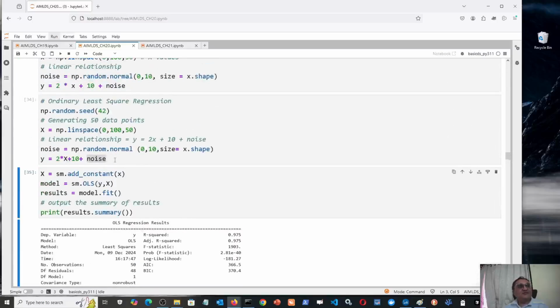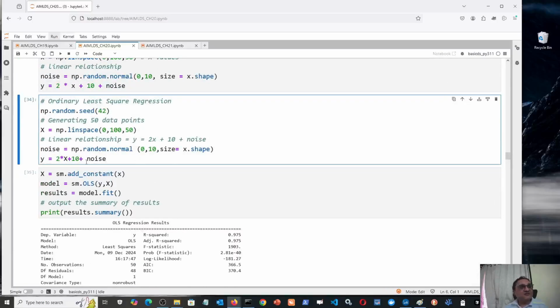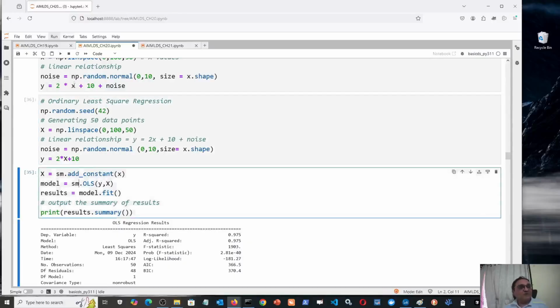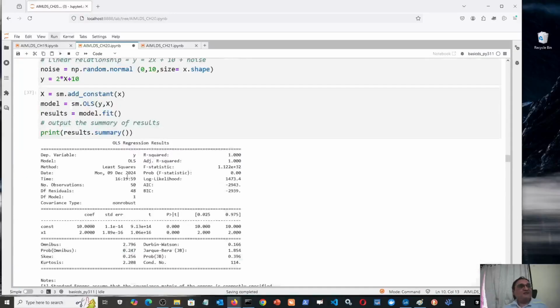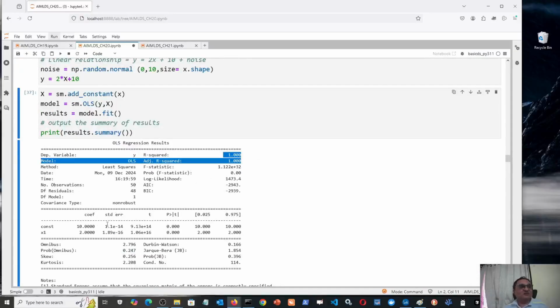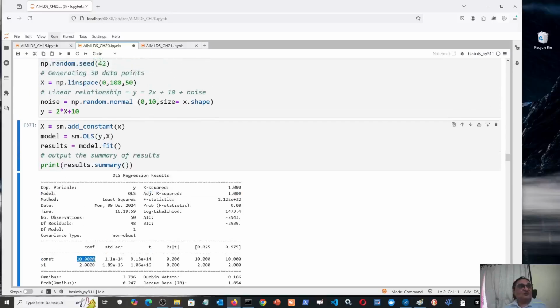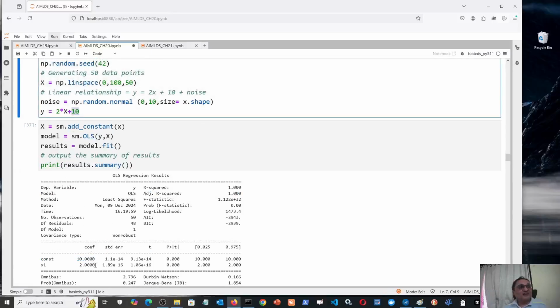Here, just for the sake of curiosity, if I remove this noise from my Y, then I am taking a perfectly linear data set. And then if I print the result, you will see that R squared is now 100%, and the constant is equal to 10 because that was my 10, right? And the slope is equal to 2.